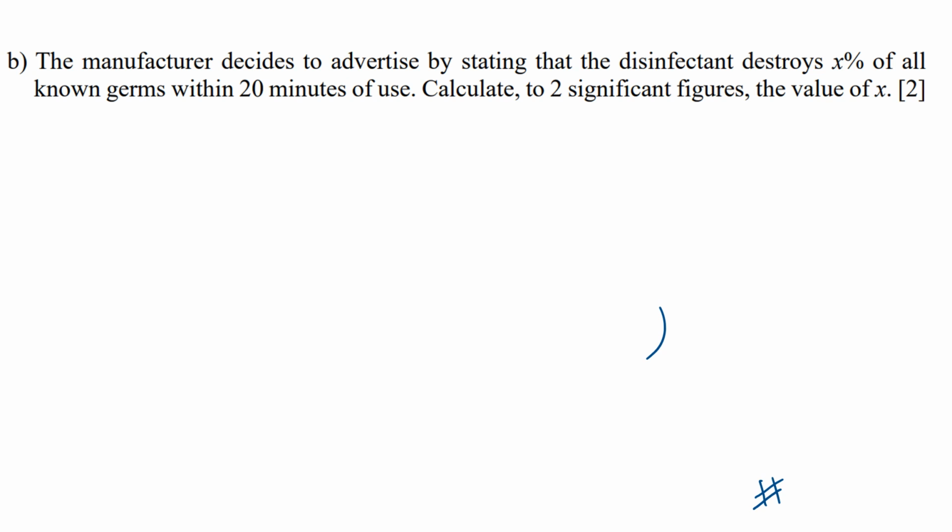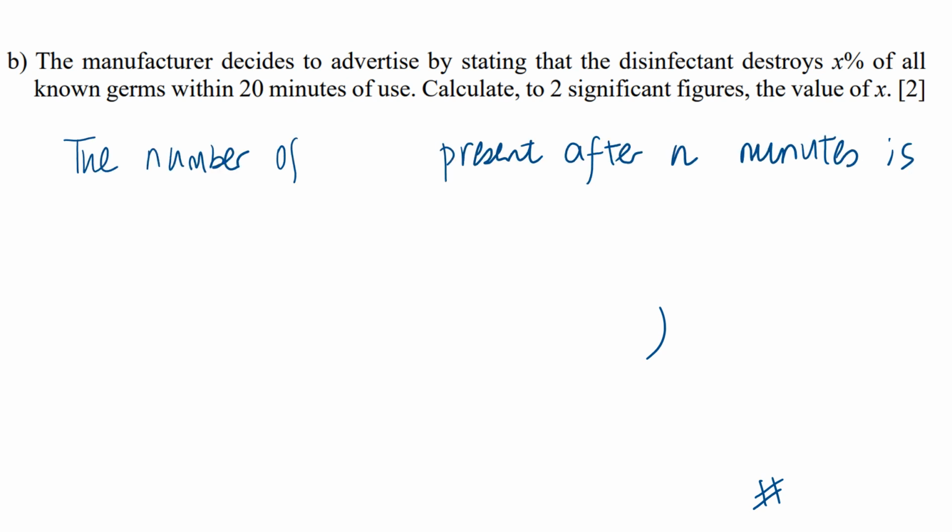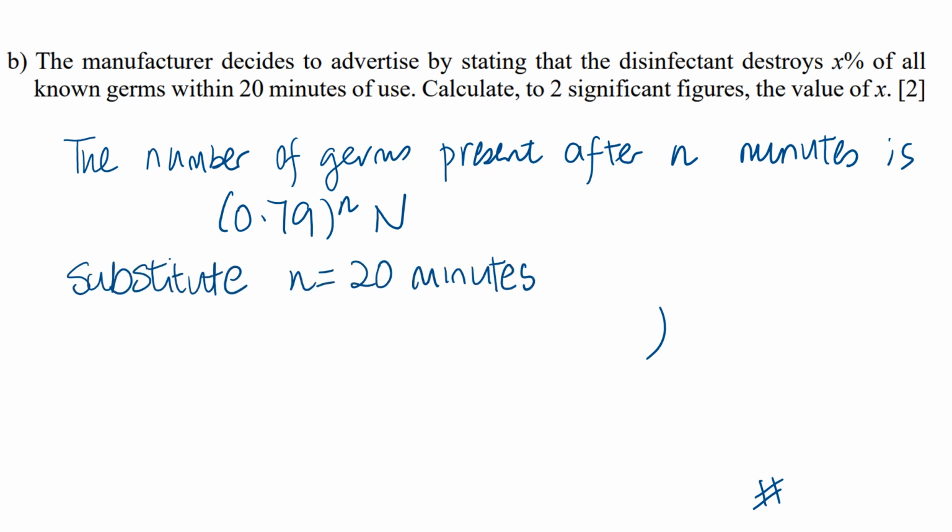All right, so let's go back to part A, where, do you remember the formula to find the remaining number of germs left? Yes, the number of germs present after n minutes is 0.79 to the power n times N, where the capital N is your original amount of germs in the beginning, but this small n is the variable for time. So we're going to substitute n equals 20 minutes.